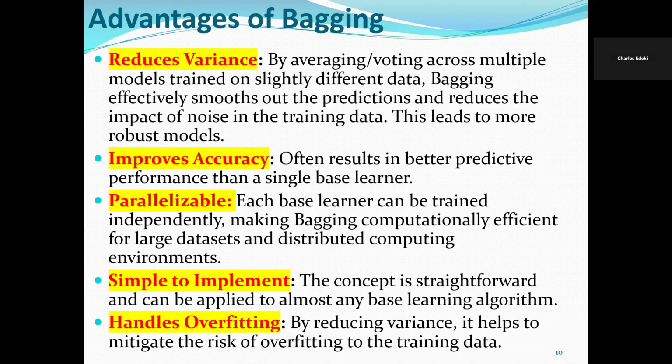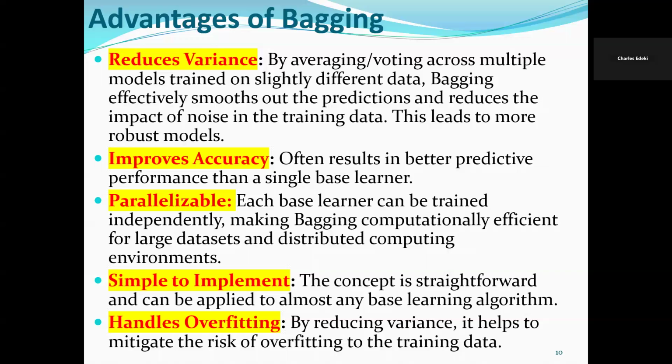Or here we say, by averaging or voting across multiple models trained on slightly different data, bagging can effectively smooth out the predictions and reduce the impact of noise in the training data. This will lead to a more robust model, reduce variance, or even reduce overfitting. A robust model will also surely reduce overfitting.